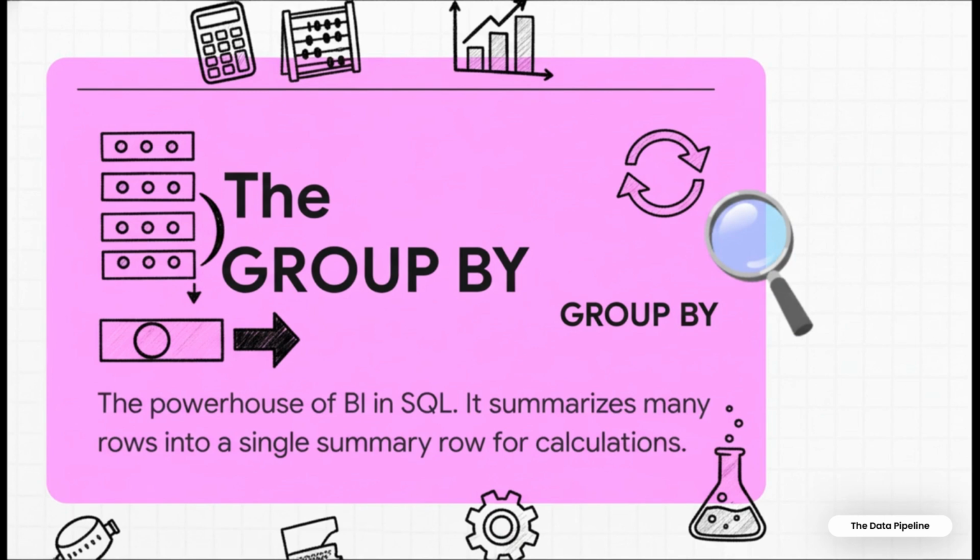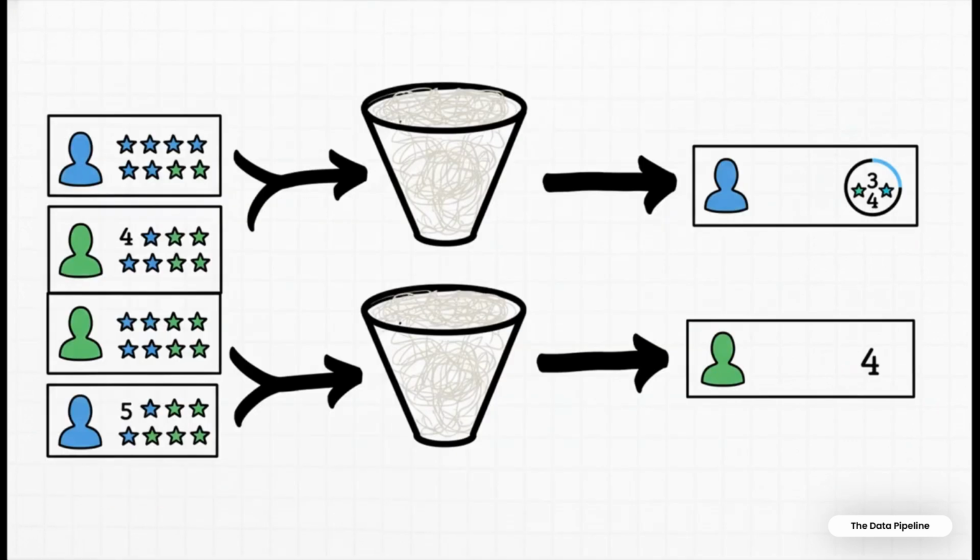And the answer to that question is the group by clause. This thing is an absolute powerhouse for BI and SQL. It takes all the rows that belong to a single player, for example, and it collapses them down, letting you run a calculation on the whole group, like getting a total sum, a count of entries, or, in our case, the average. This slide shows it perfectly.